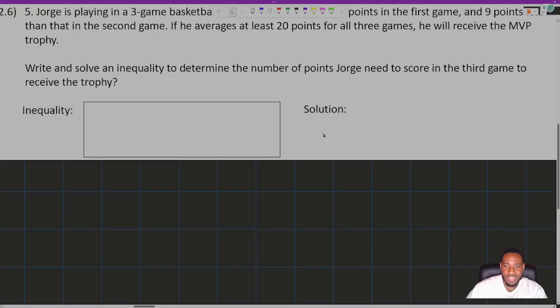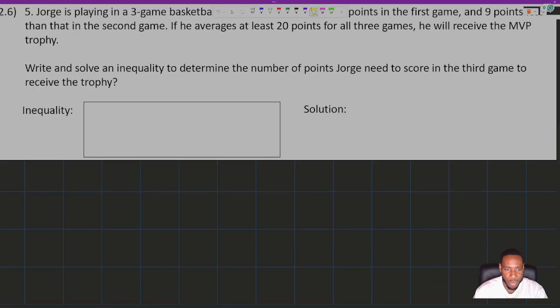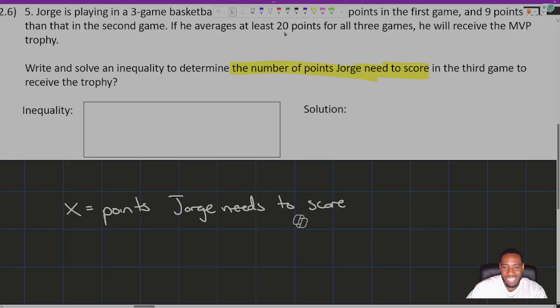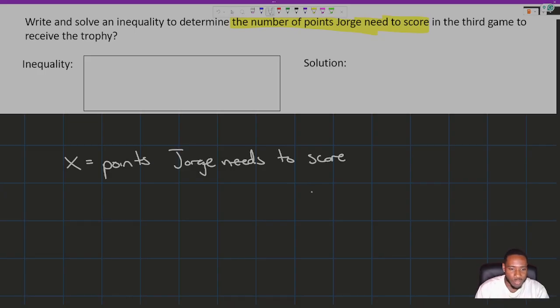Okay? And so that's going to be our variable, right? We're using the variable to represent the number of points Jorge needs to score. If we're thinking for a total, we know that he needs to average at least 20. They kind of give us the hint there with the at least, what the total is going to be. So yeah, our total needs to be 20.